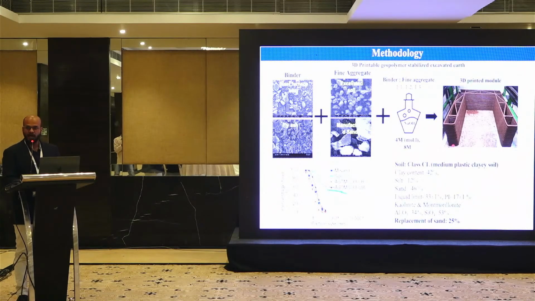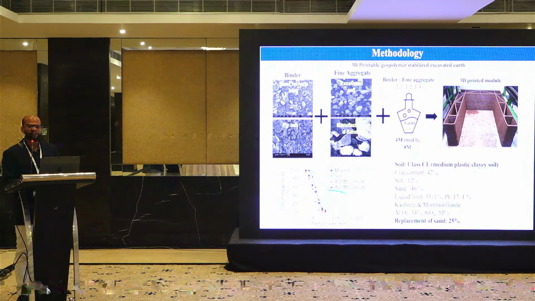So in the methodology, I have utilized blast furnace slag and fly ash as a binder, and excavated soil and manufactured sand as a fine aggregate replacement. Most importantly, for the binder to aggregate ratio I have utilized 1:1 to 1:2 with 4 molar and 8 molar, so that we can get a comprehensive idea about the molarity.